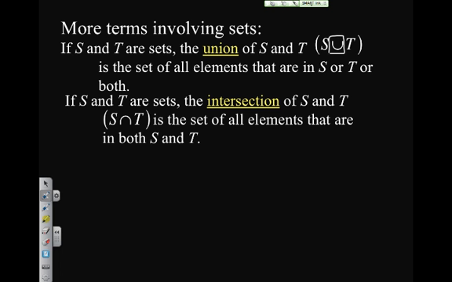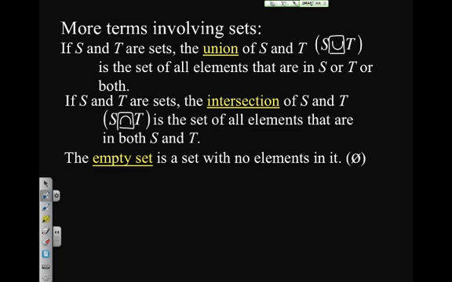Then we have the intersection of two sets, S and T. This is the symbol for intersection. It's the same symbol as union, but upside down. So it's the set of all the elements that are in both S and T. We'll do a couple of examples to illustrate that. The empty set is a set with no elements in it, and we represent that with a circle or a 0 with a slash through it.